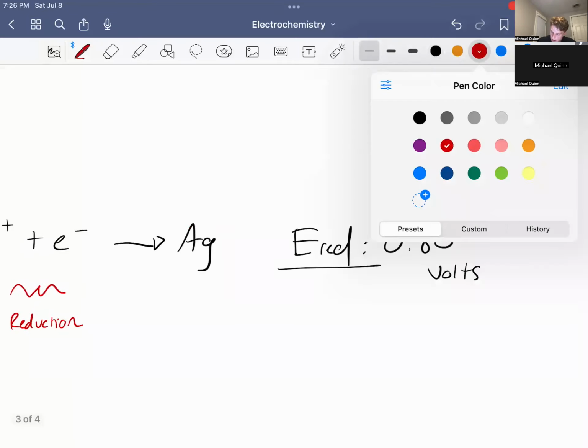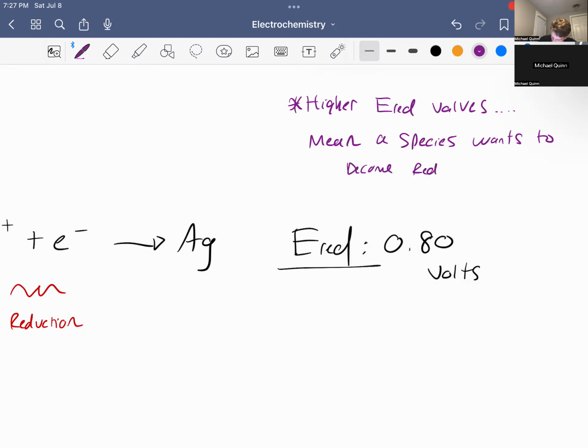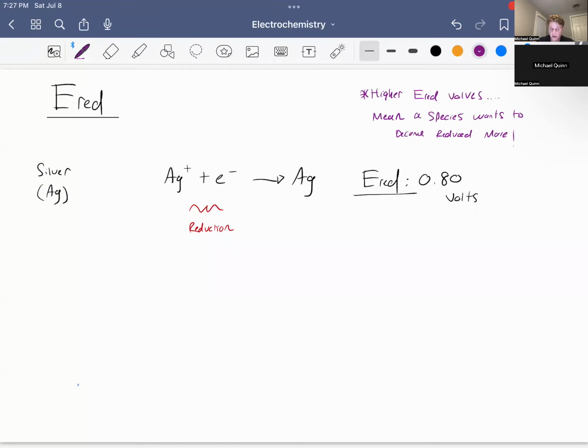We should note that higher Ered values mean a species wants to become reduced more. So if we were to see a species with a reduction potential value higher than 0.80 volts, we would say that that species wants to become reduced more than silver does.